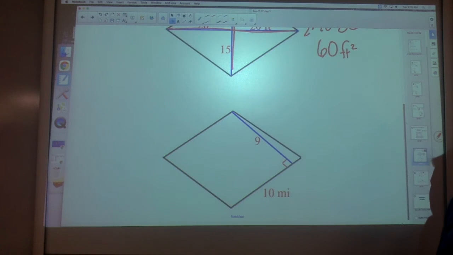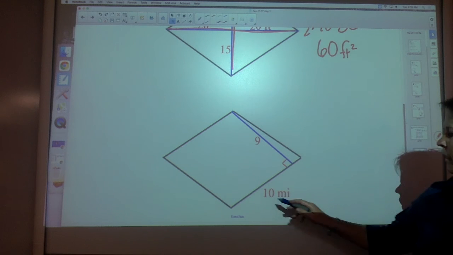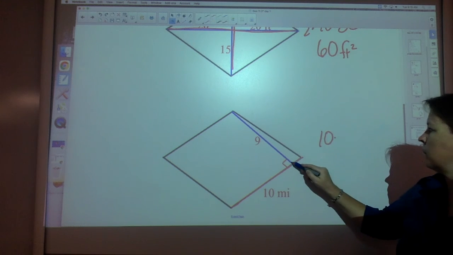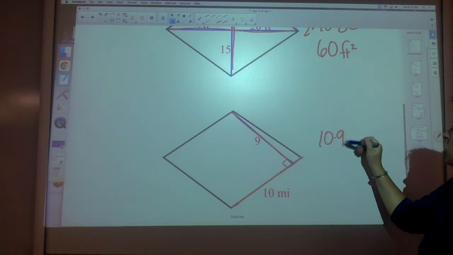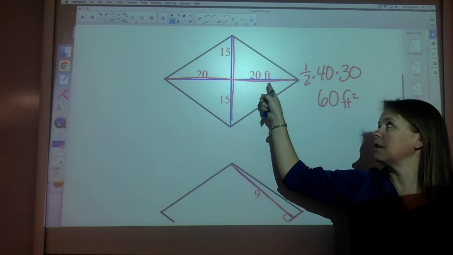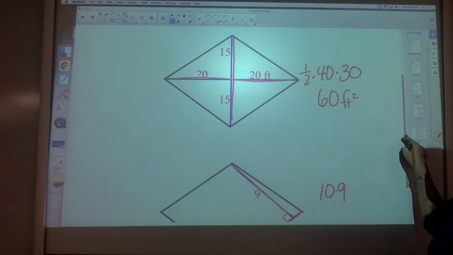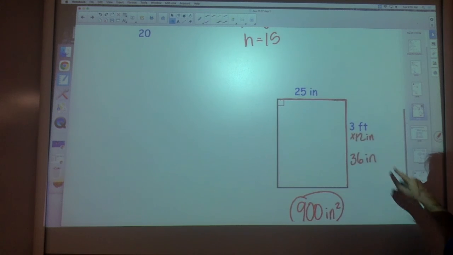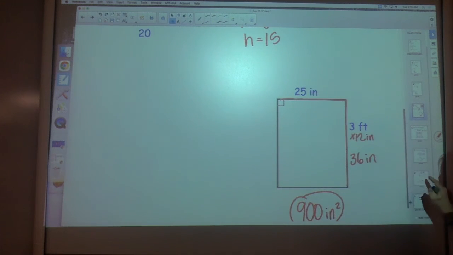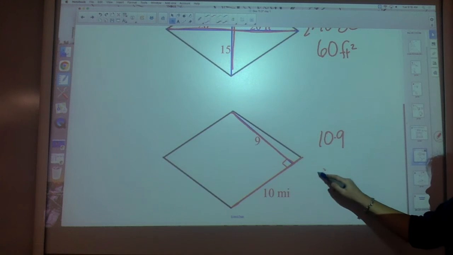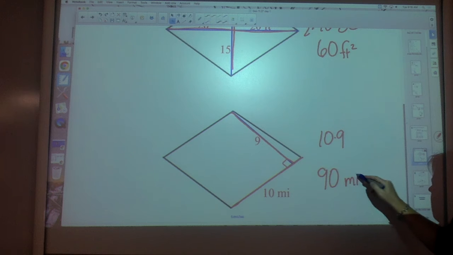But what if they gave you a rhombus like this? You don't try to make diagonals out of it. You use the other formula. Holy man, this is a big rhombus. It is 10 miles long by 9 miles tall. If they don't give you a label on everything, then the label is all the same. If this says feet, they're all feet. If this says miles, they're all miles. If they give you a label on both, like this one, pay close attention that they're the same label. So we're doing 10 miles times 9 miles is 90 square miles.